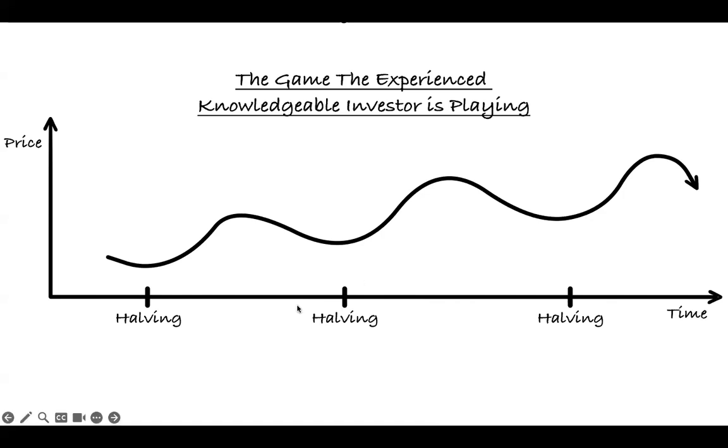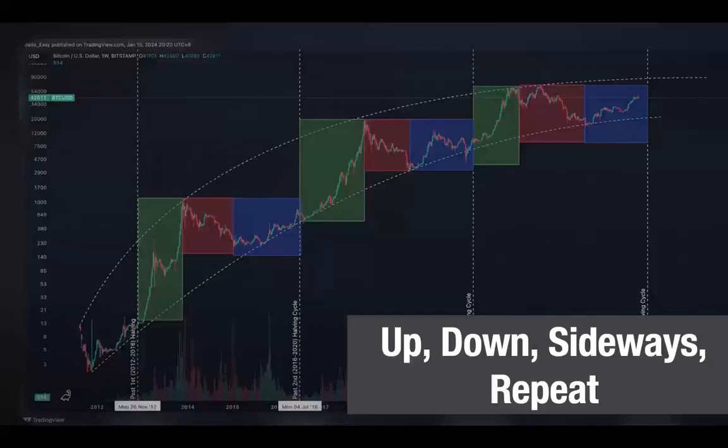So the game that the experienced investor is playing is this. Like I said before, they're playing the long game. All right. They're doing this over multiple cycles, over multiple halvings. And that is how the long-term investor is profiting from this and creating generational wealth from this, right? Up, down, sideways, repeat. Okay. This is something that has been happening over multiple cycles.